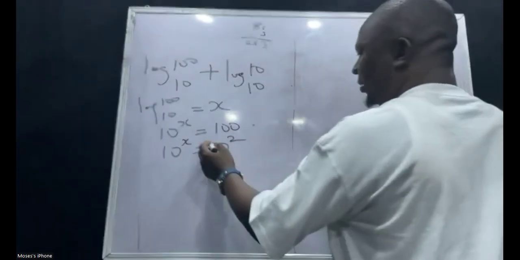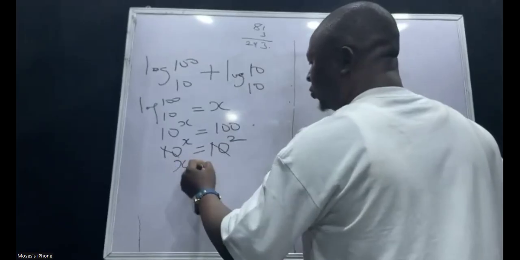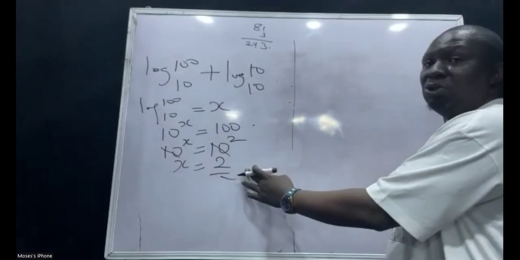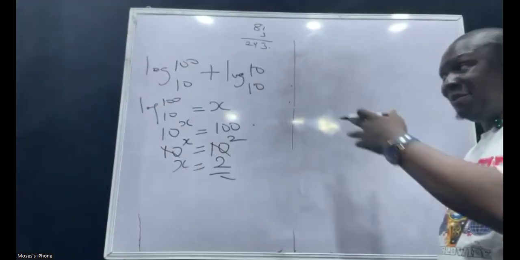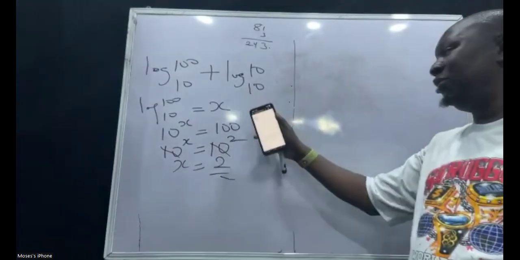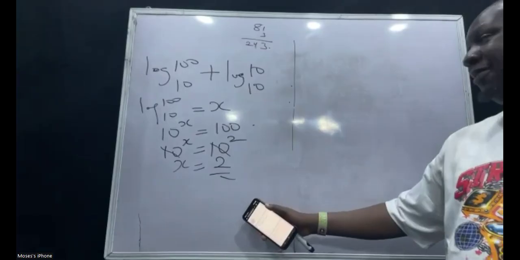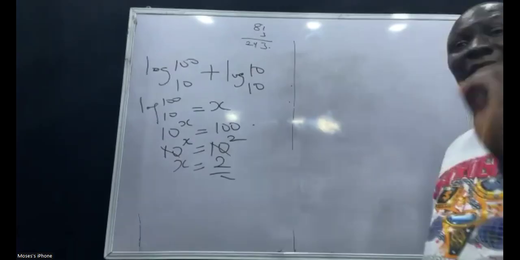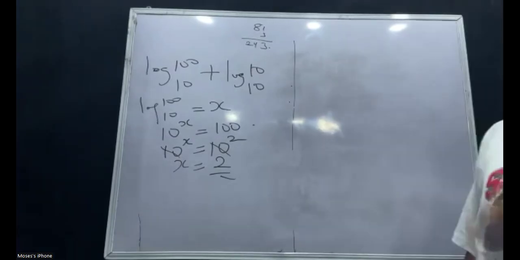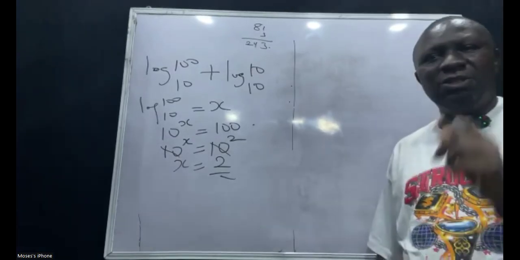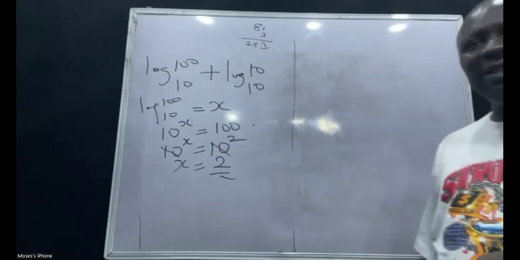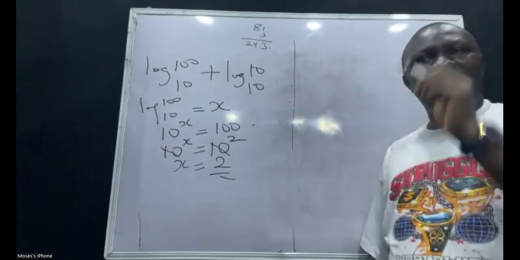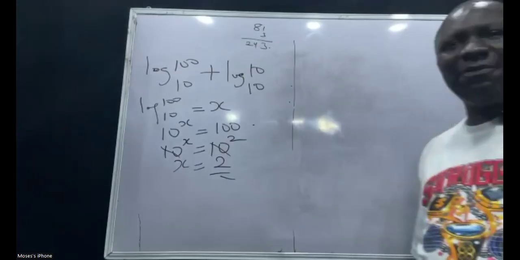Since they are the same base, we are going to have s equal to 2, which means that your logarithm base 10 is what? Is 2. Some of us that have been solving things like this, you don't need to go through this process. When you have log 10 base 10 is 1. Log 100 base 10 is 2. Log 1000 base 10 is 3. Log 10,000 base 10 is 4. Log 100,000 base 10 is 5.